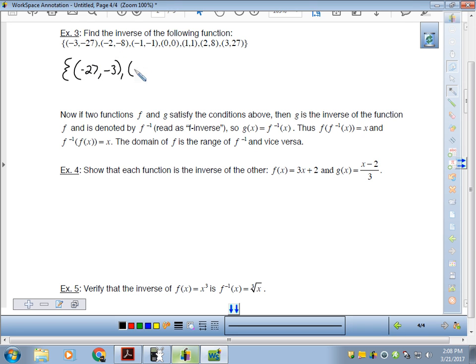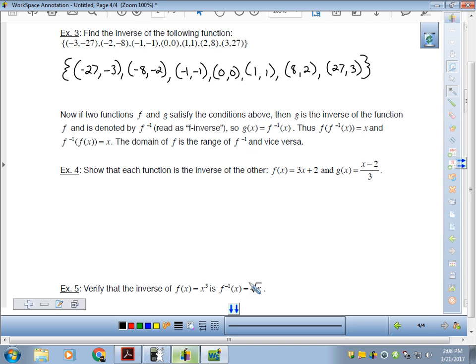This second point would become (-8, -2). This third point would become (-1, -1). The fourth point would be (0, 0). The fifth point would be (1, 1). The sixth point would be (8, 2). And then the last point would be (27, 3). And that would be our inverse function. Because inverse really just means x and y switch.